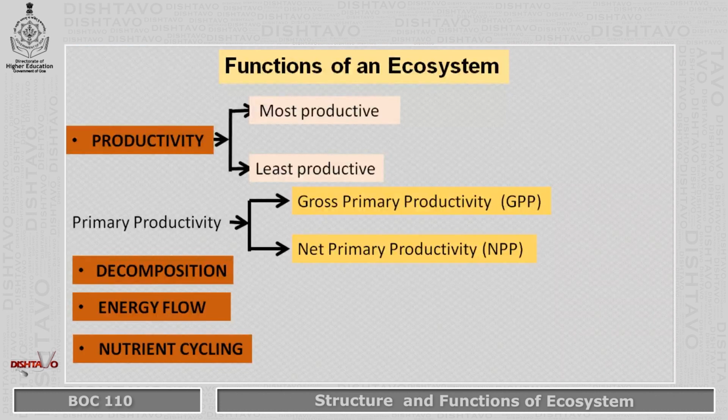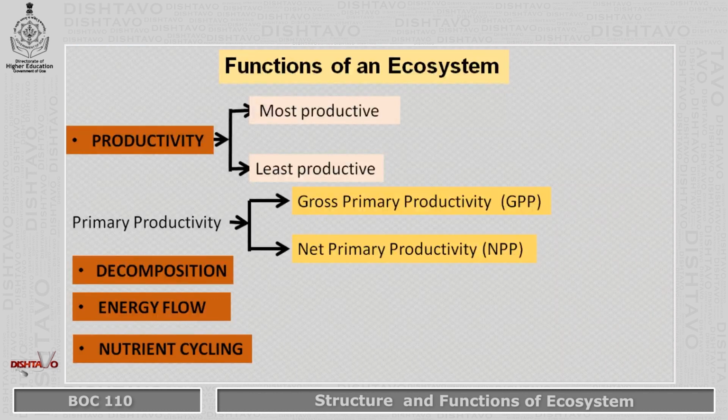The least productive could be the deserts, where we don't have many producers. So the productivity will be less. The interactions also will be less. Vegetation will be less. As we know, it is vegetation that produces. So the productivity automatically becomes less.